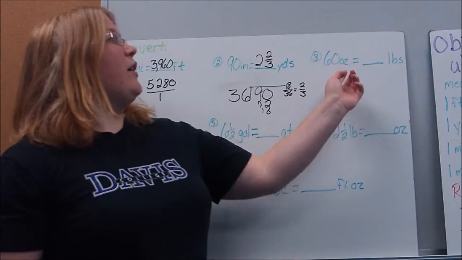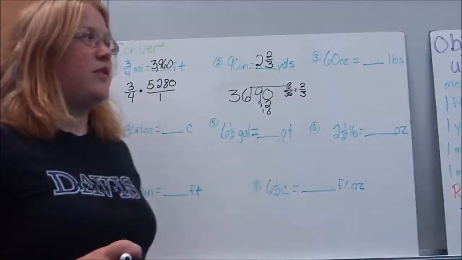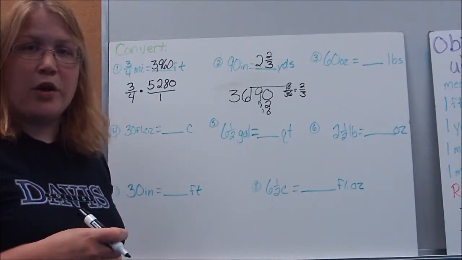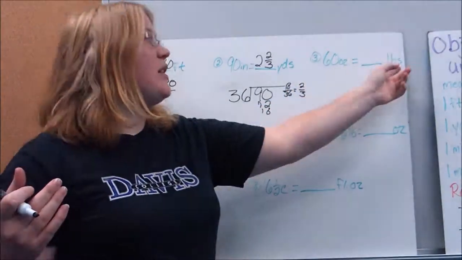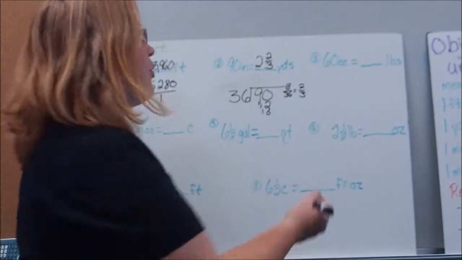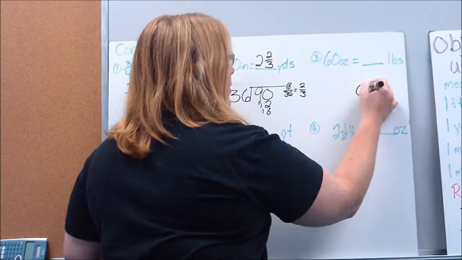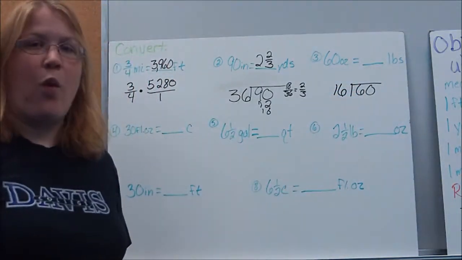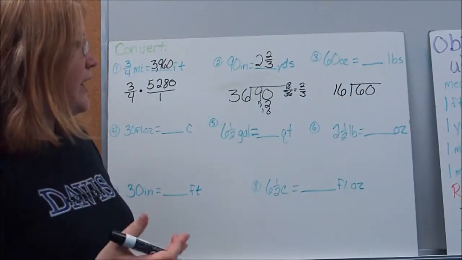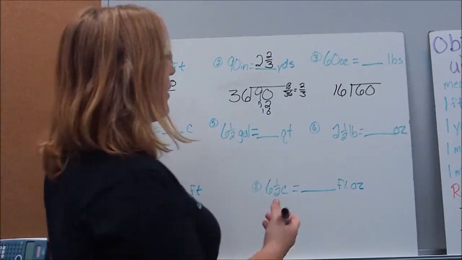All right, so here I'm going from ounces to pounds. So if you remember, ounces are smaller. It takes 16 ounces to make up 1 pound. So I'm going from a small unit to a larger unit, which means I'm going to divide. So I'm going to divide my 60 ounces by the 16 that it takes to make 1 pound. All right, and again, I'll leave this in a fractional form here as well.